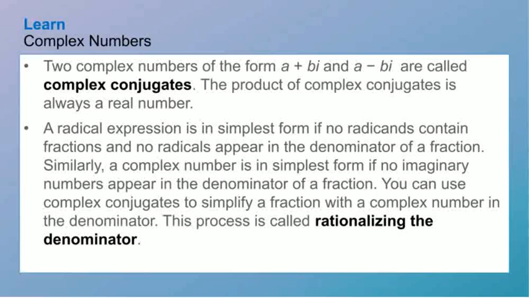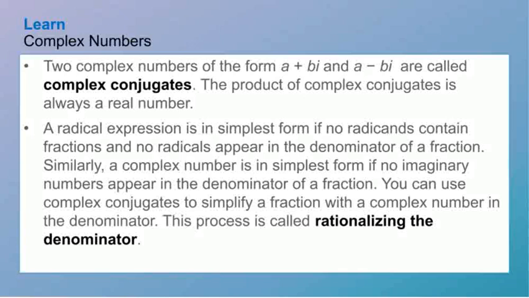The product of the complex conjugates is always a real number. The reason it's going to be a real number is that i times i, remember, is i squared, which would make it -1, and b is a real part, so we're just going to have a negative form there.